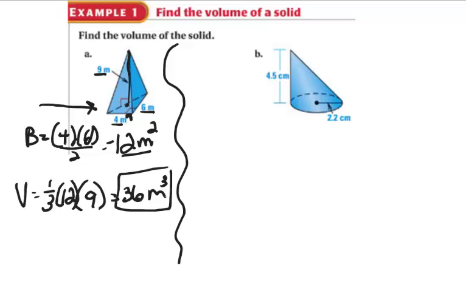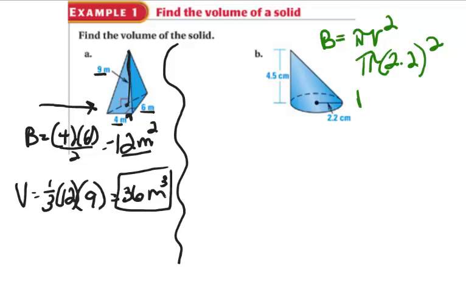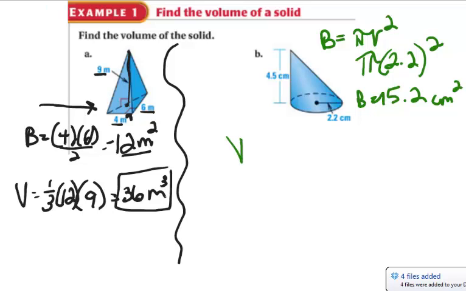So let's go over here and look at the next problem. We've got a cone where my base is a circle, and so the first thing we could do is find just that capital B, the area of that base, which is pi r squared. My r is 2.2, and then that's squared. So my base is 15.2, and that's centimeters squared.